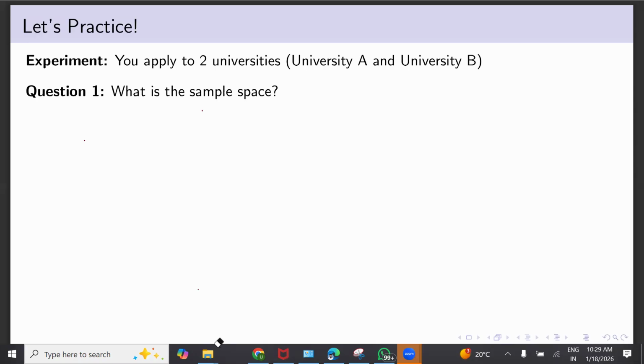Just write, yeah. Both A and B are the sample space. Very good. A and B. Very good. Chinmay. Okay, excellent. Swapna also rightly answered. Very good. We got very good answers.